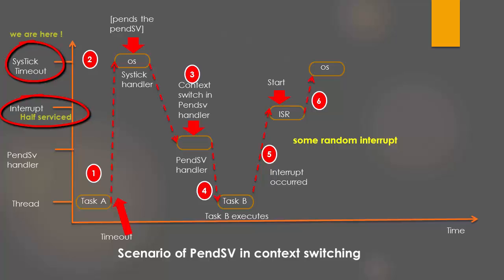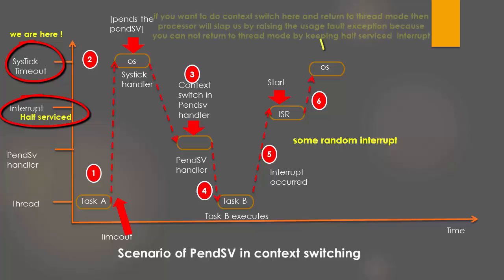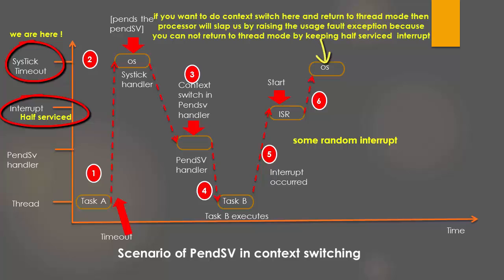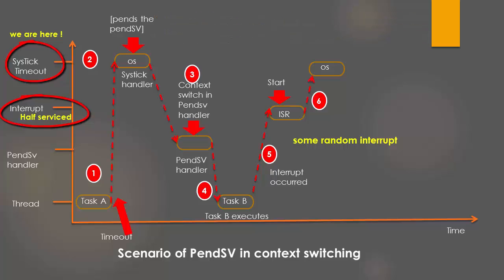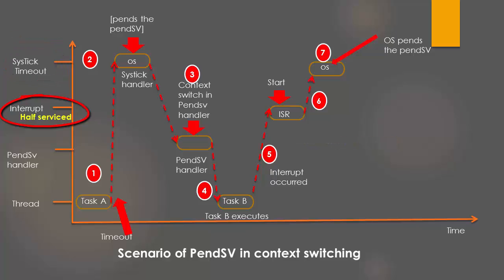As you know, we have an ISR which is half serviced, isn't it? Now we are in the SysTick timer handler, and if you want to do context switch here and return to a task which is actually in thread mode, then as per the processor design, this is not allowed. Because you cannot come to thread mode by keeping a half serviced interrupt active. So the best way to solve this problem is just pend the PendSV exception here and come back to service the ISR.